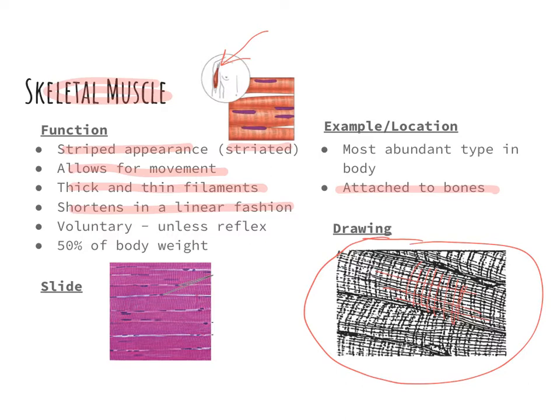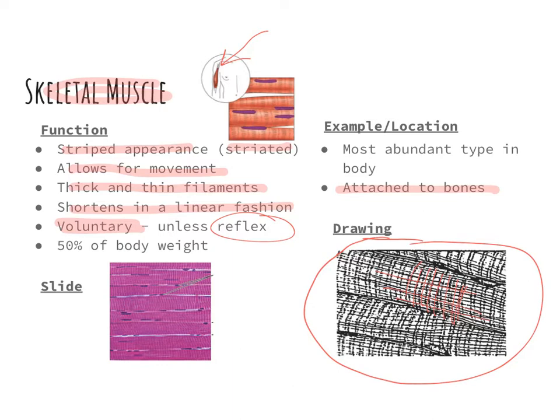Skeletal muscle is the only type of muscle that is voluntary. Voluntary means that we are in control of it. We have to decide to move it. The only time we are not in control is if we're experiencing a reflex. So if you step on something sharp and you move your foot really fast, or you touch something hot and you move your hand really fast, those are called reflexes, and that's the only time we're not in control of our skeletal muscles.